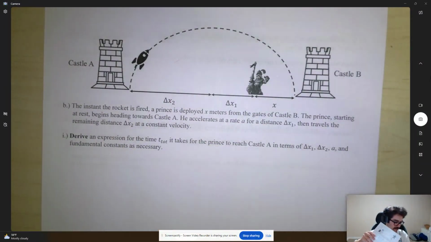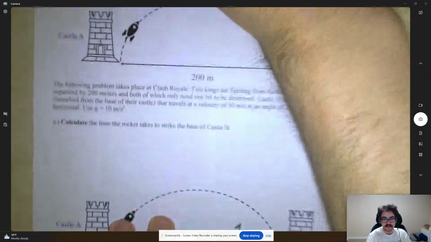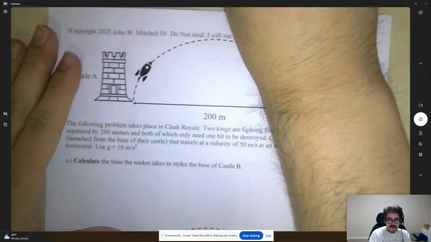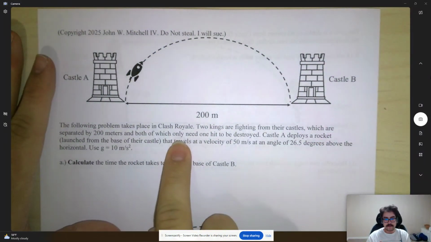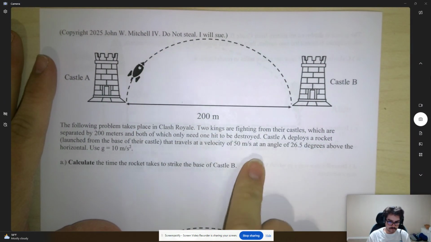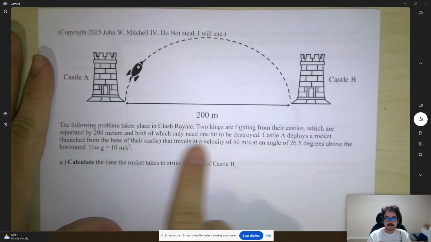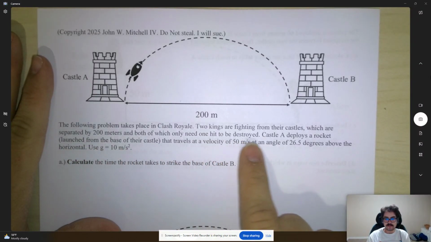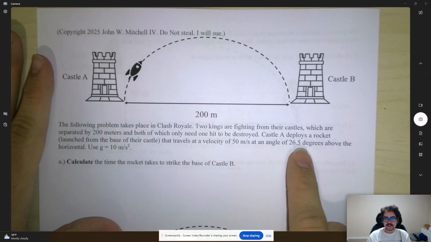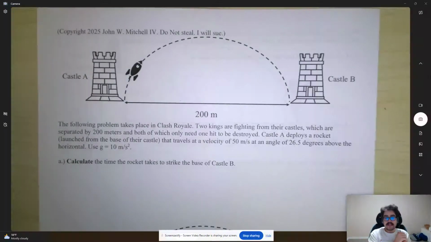Can you see what I'm doing here? Right? Can you see this problem right here? Did you see this guy and you immediately were like, oh my gosh? All right, I wrote this problem to go off of Clash Royale. The following problem takes place in Clash Royale. Two kings are fighting from their castles, which are separated by 200 meters, and both of which only need one hit to be destroyed. Castle A deploys a rocket launched from the base of their castle, which travels at a velocity of 50 meters per second at an angle of 26.5 degrees above the horizontal. Use g equals 10 meters per second squared. It says calculate the time the rocket takes to strike the base of Castle B.